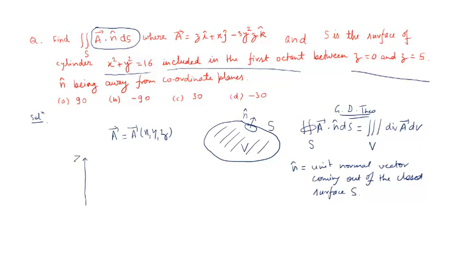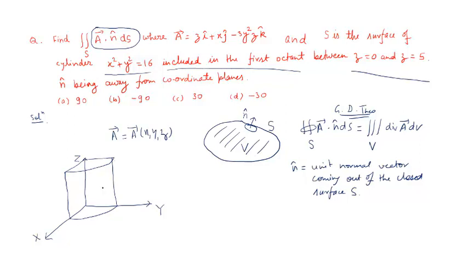Suppose this is the z-axis and this is the x-axis and this is the y-axis. Then first we will trace a circle x square plus y square is equal to 16 in the xy plane. This is 3D, so the circle may not look like a circle, but it is actually a circle of radius 4 and center origin. And then the cylinder will be drawn, with n cap being away from the coordinate planes, and S is the surface of the cylinder only.